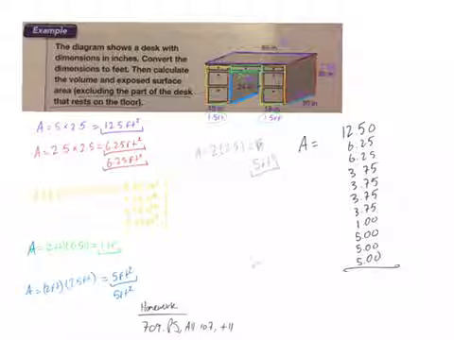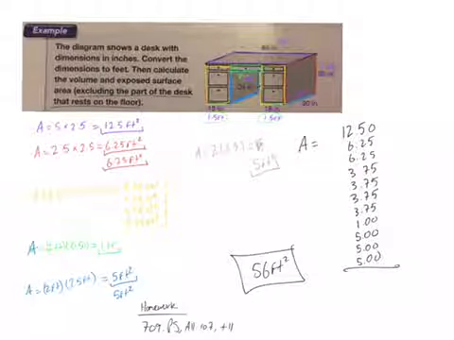Remember, it did say excluding the part of the desk that sits on the floor, so I don't need to do the bottoms of those. If you were thinking maybe so. If you add all those up, you get 56 feet squared. Check me if you're not sure.